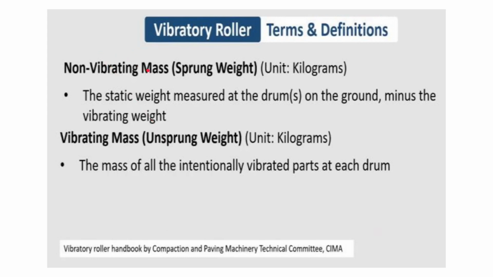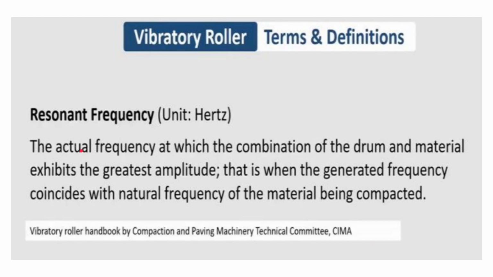And non-vibrating mass, which is basically the sprung weight, is what causes the eccentric moment. It is the static weight measured at the drums on the ground minus the vibrating weight. So that is the eccentric weight. And the vibrating mass is basically the unsprung weight, which is the weight at the center of gravity, the mass of all the intentionally vibrated parts at each drum. So using both of these we get the amplitude.